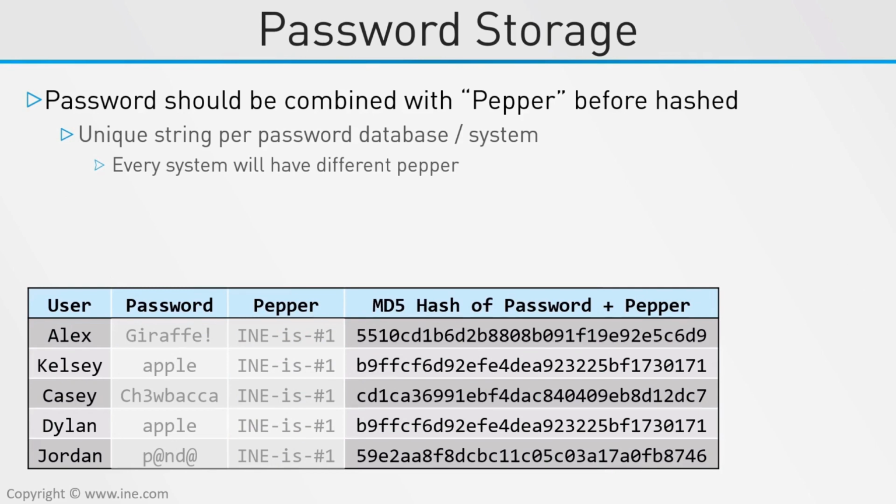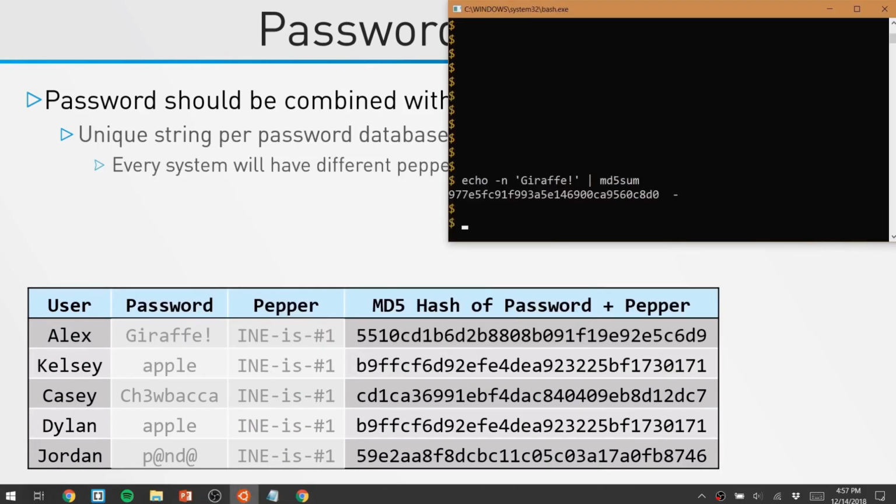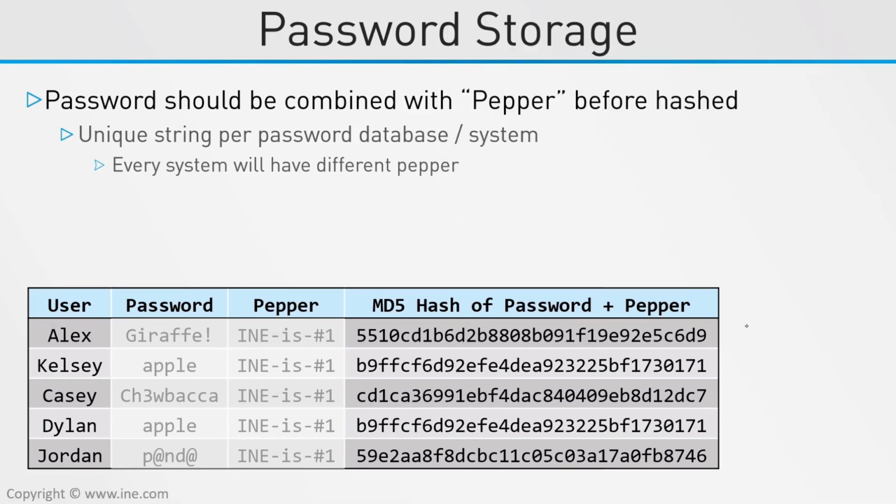So the way it works is, instead of simply hashing the password directly, I'm going to combine the password with a pepper and then run it through a hashing algorithm, and that's going to give me the more secure digest that I can save in my password file. Notice only this part is saved in the password file. The password is not saved, nor is the pepper saved.